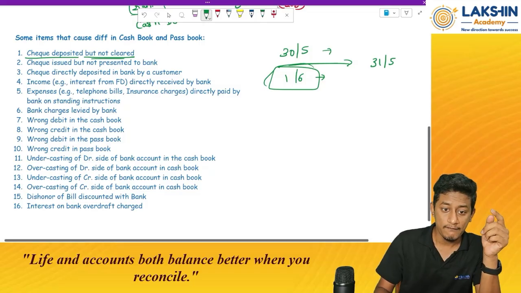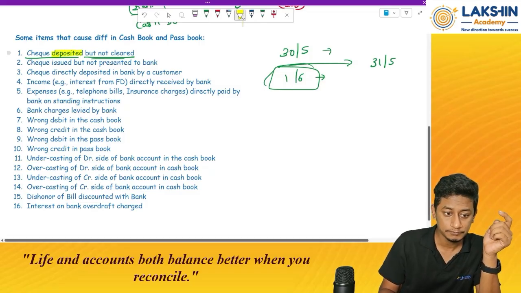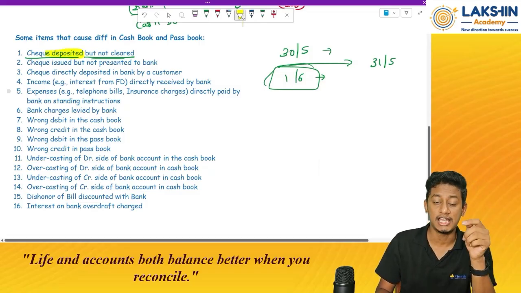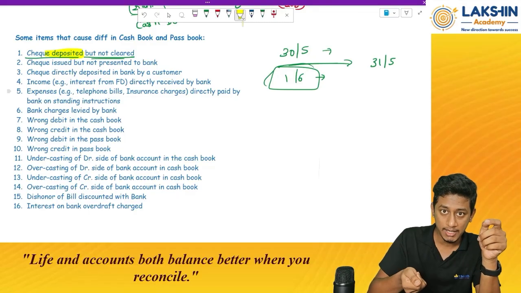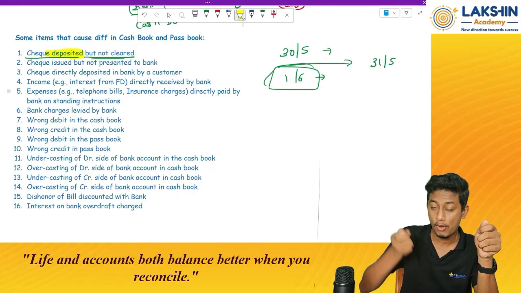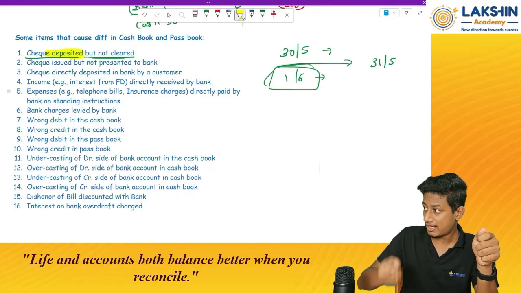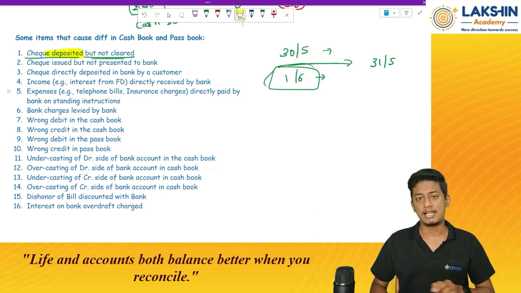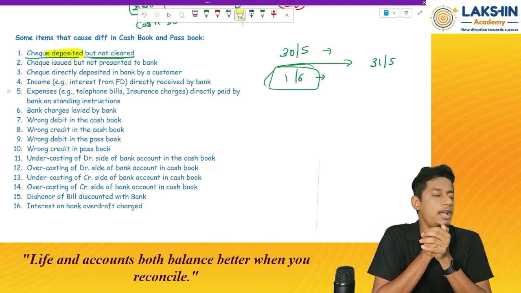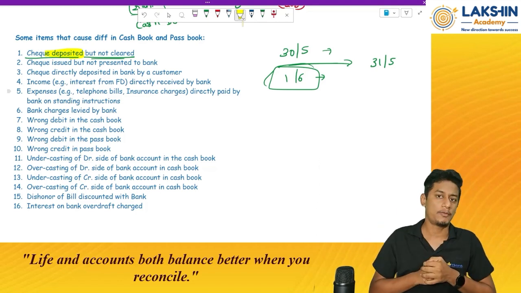So whenever you see the word deposited, that means whatever cheque I have in my hand is given to my bank. I have deposited the cheque to my bank. Whenever I deposit, only then I will get the money. Let us say if I am holding the cheque in my hand and I am not giving it to the bank, main nahi de raha bank ko.